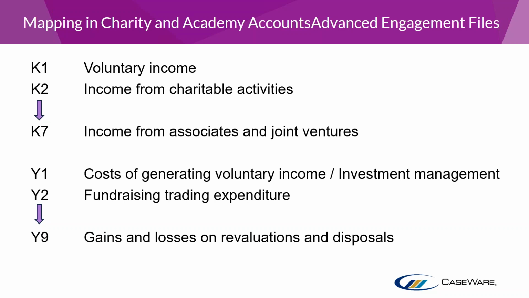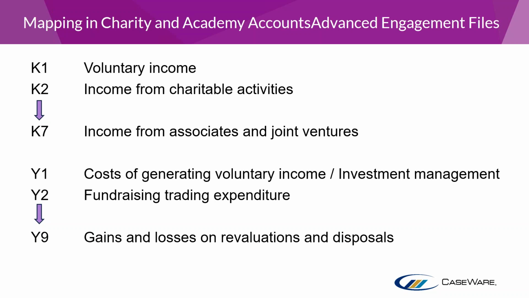On the Y side of things, it's a similar sort of thing. You've got a range of map numbers starting off with Y1, which is the cost of generating voluntary income, all the way down to Y9. So those first 2 digits give you a lot of options in terms of describing the type of income and type of expenditure.